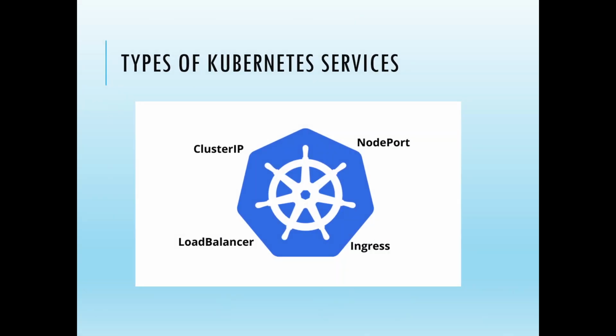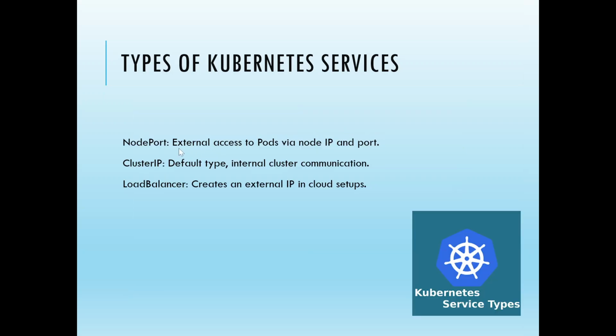Next, we'll see types of Kubernetes service. We have mainly three types of services: ClusterIP, NodePort, and LoadBalancer. NodePort allows external access to a pod by node IP and port. Next we have ClusterIP. The service creates a virtual IP inside the cluster to enable communication between services, such as a front-end server to a set of back-end servers. Next, we have LoadBalancer. It provisions a load balancer for an application, supported by cloud providers. So it's basically for cloud setups.